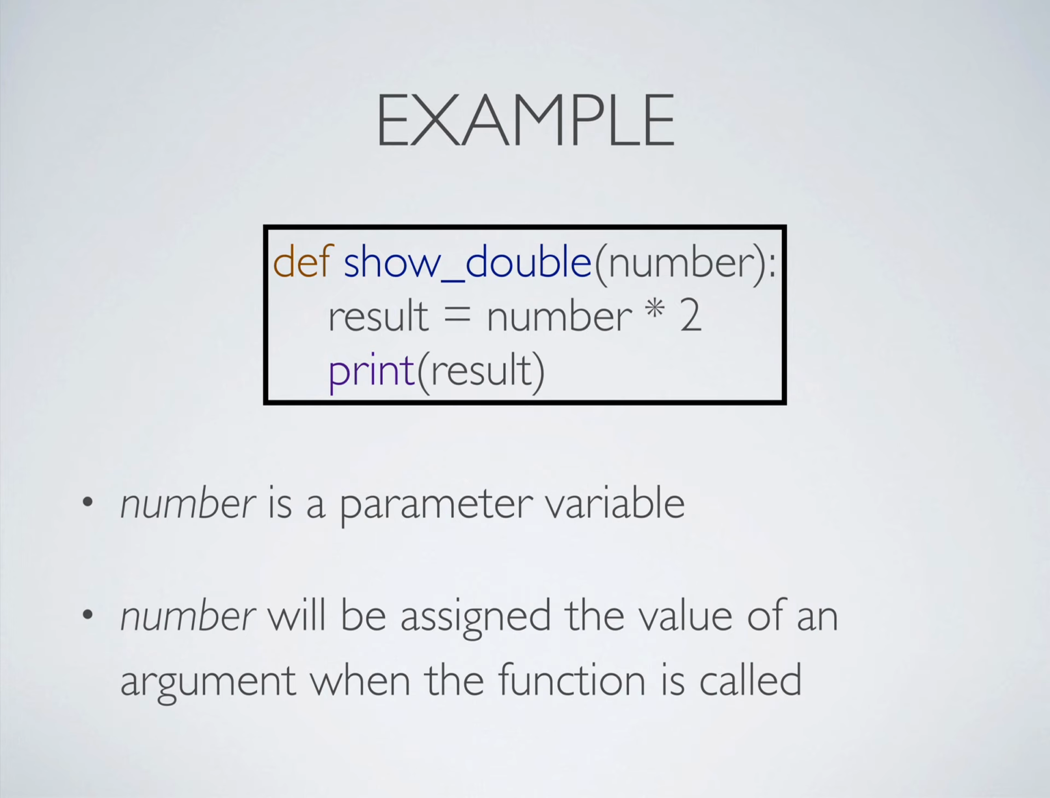It is optional to do this, but it makes your functions very powerful. So again, number is a parameter variable. Number will get its assignment, meaning it'll get its value. So number is the name of the variable. It does not have a value yet. It gets the value when you make a function call and you give an argument to that function call.